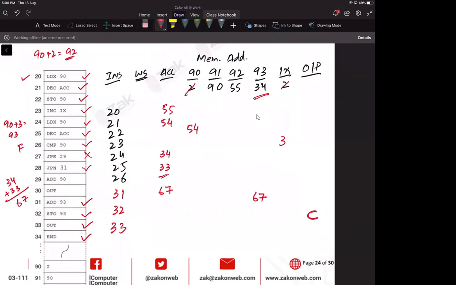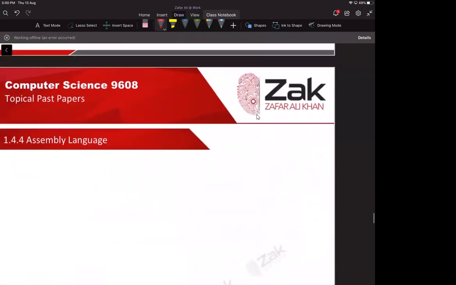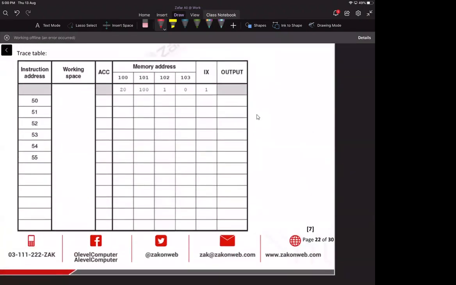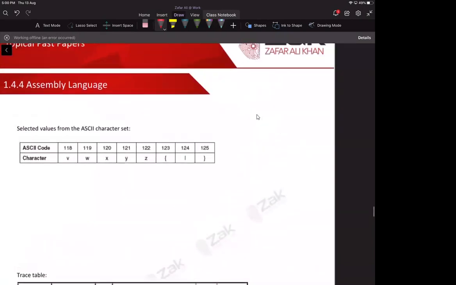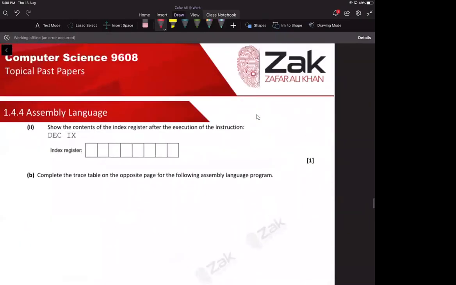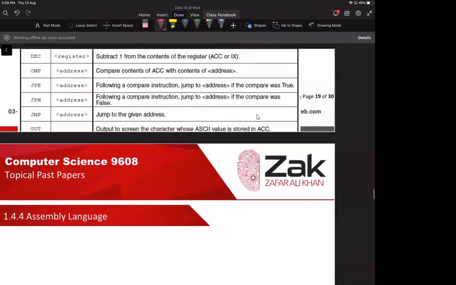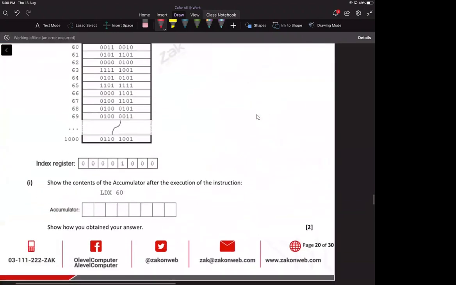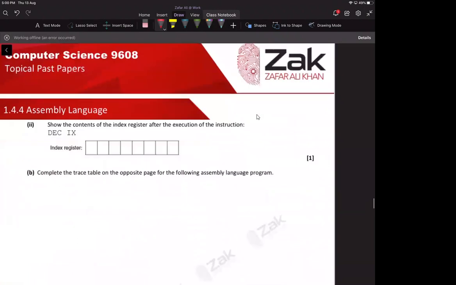Okay, now let's go further. There is another question. I will be sharing this file in your group today so that you can perform a few of these traces yourself as well. So I'm leaving it for you. Let's see if we have got something different. Okay, so index register and then decrease index register. This is as usual. Let's see if there are any questions which are a bit different.